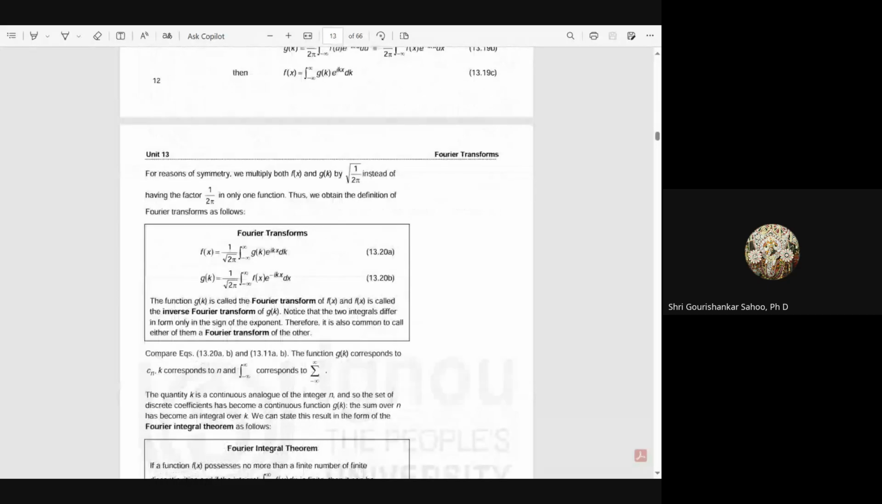So for reasons of symmetry, you can multiply both f(x) and g(k) by a term 1 by root over 2 pi, instead of having the factor 1 by 2 pi in only one function. So the Fourier transform is as follows: f(x) is equal to 1 by root over 2 pi integration minus infinite to infinite g(k) e to the power ikx dk, which is there in equation 13.19c. And your g(k) can also be written as 1 by root over 2 pi integration minus infinite to infinite f(x) e to the power minus ikx dx. So the first one is the Fourier transform and the second one is the inverse Fourier transform.